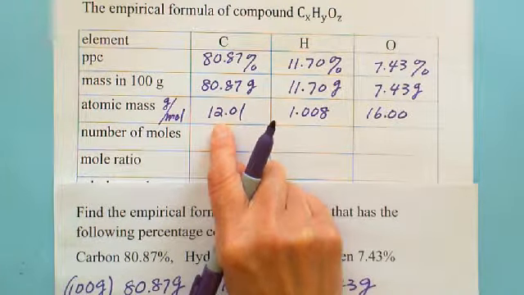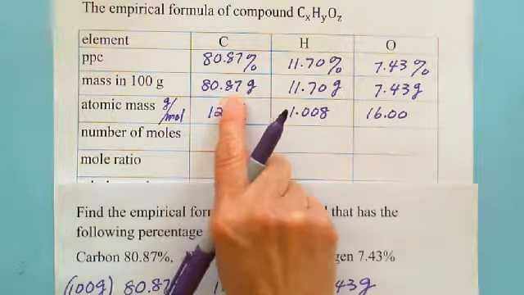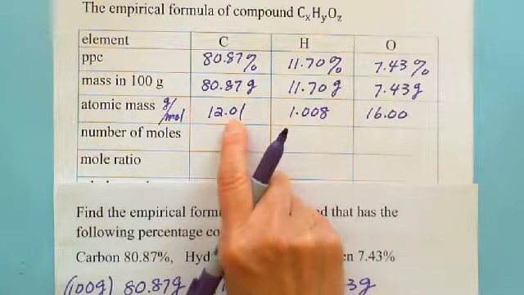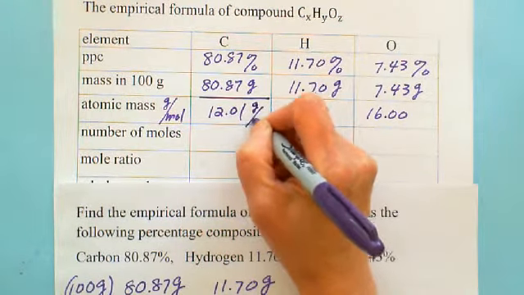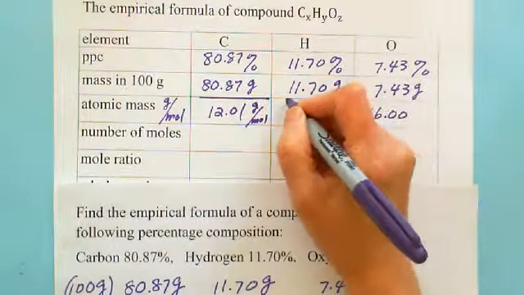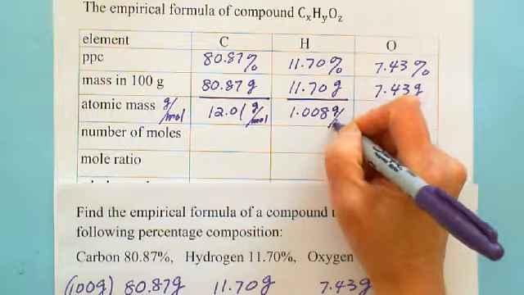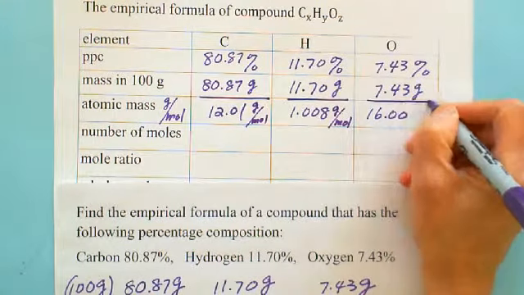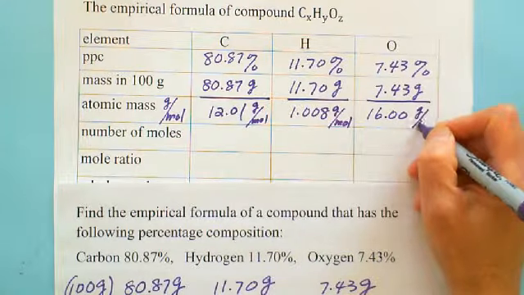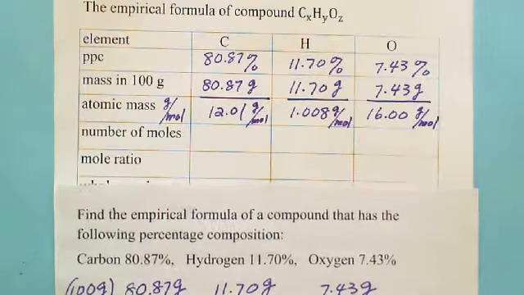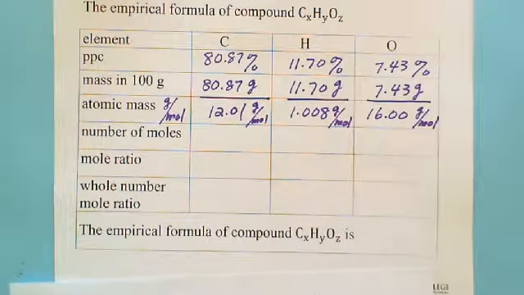How many moles for this? We divide 80.87 by 12.01. We divide this number in grams by grams per mole, right? Divide this one by grams per mole. Divide the 7.43 grams by 16 grams per mole. After we calculate, we can find the number of moles, and we can use a calculator to find the answer.